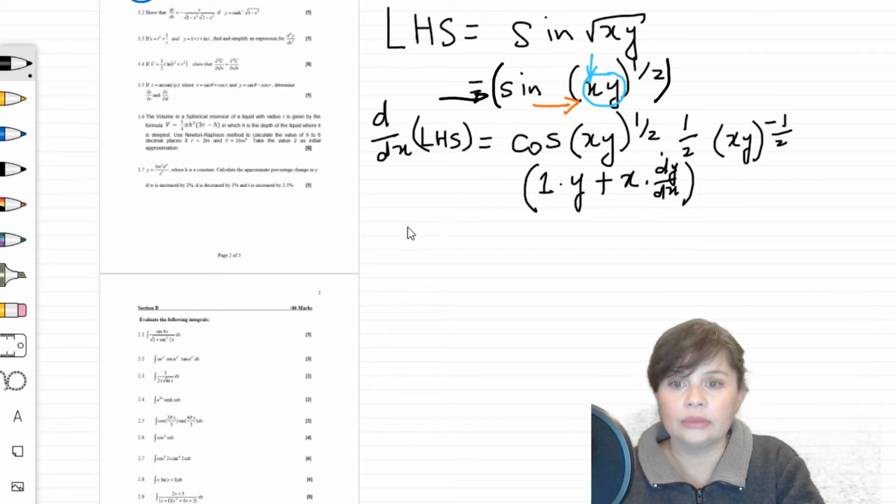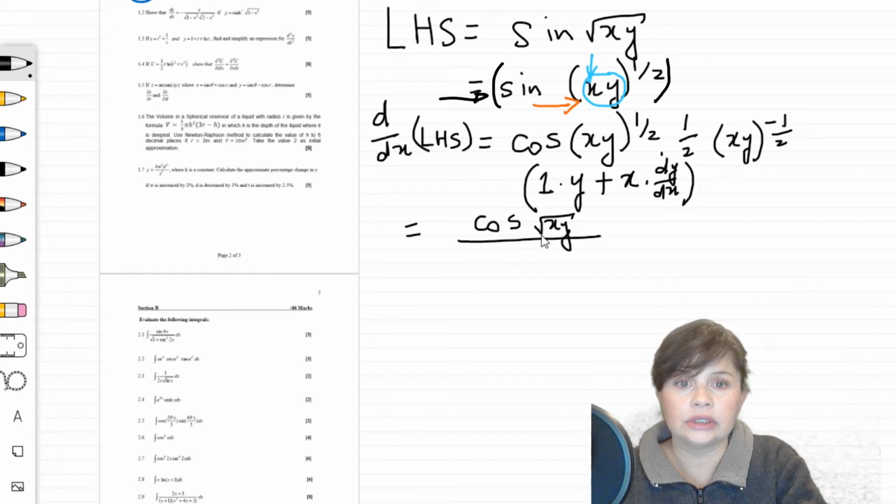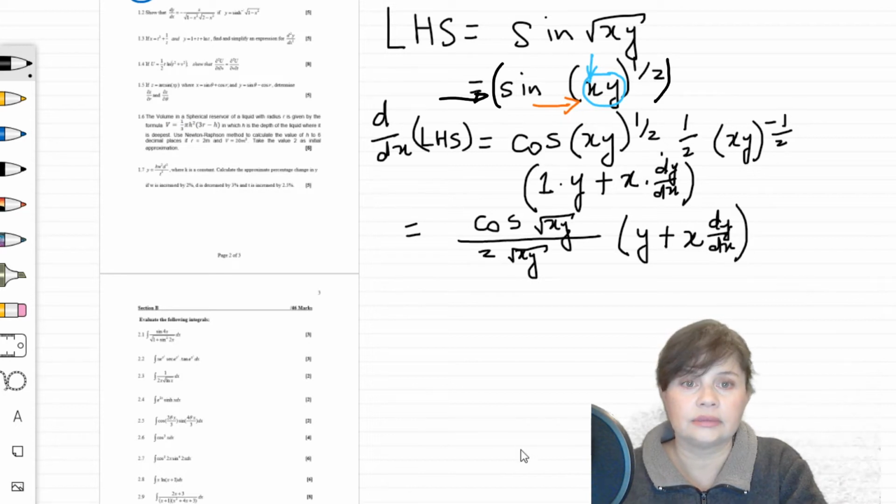Okay, so now let me just neaten this up a little bit. I'm going to change these half powers back to square roots. So I'm going to have cos square root of xy over 2 square root of xy times y plus x dy dx. Okay, so that is the derivative of your left-hand side.